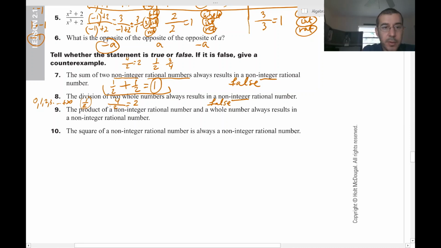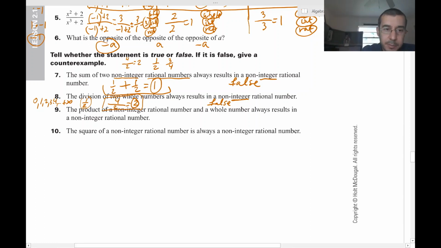Why? Because when we're dividing two whole numbers, 4 and 2, 1, 2, 3, 4, 5, we're dividing 4 and 2, and 4 divided by 2 is 2, and 2 is an integer. Here it says it always results in a non-integer. This is false. This is the counterexample right here.